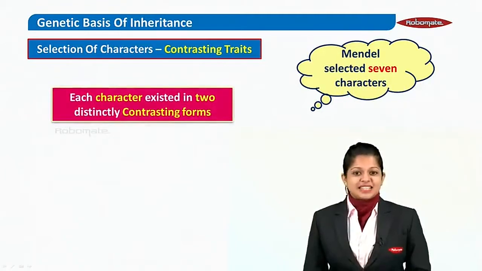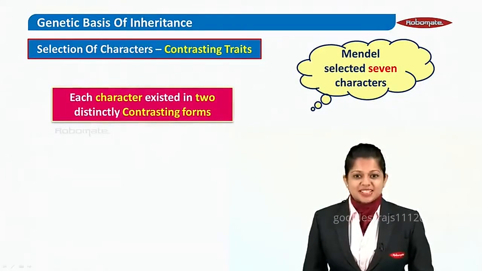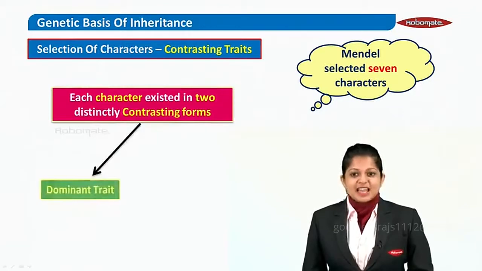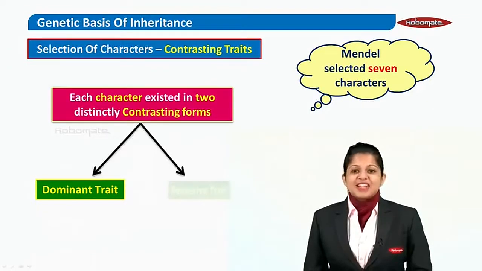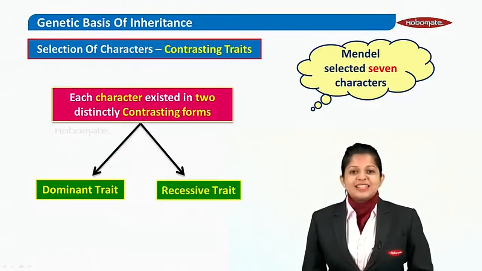Each character existed in 2 distinctly contrasting forms, that is, having a dominant trait and a recessive trait. So let's start seeing the characters that he chose.